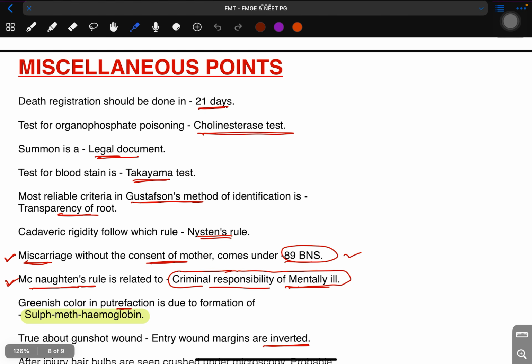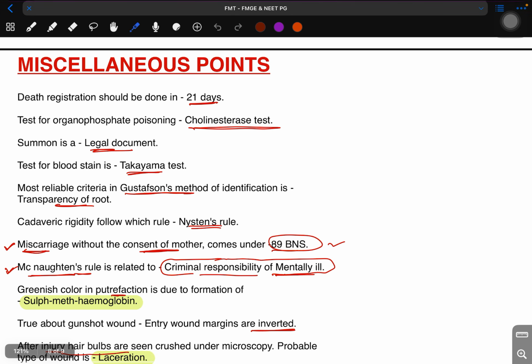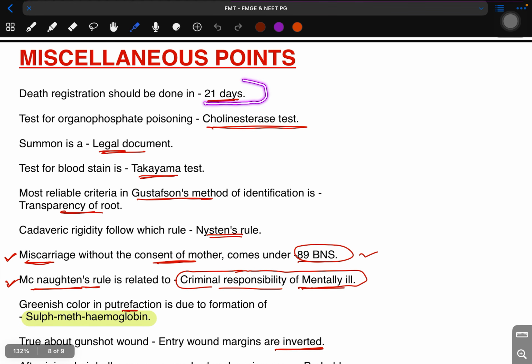Now the last topic, we will study some miscellaneous points, and with this we will end forensics. Death registration should be done in 21 days. Within 21 days of the person dying, we have to register the death with the government. Test for organophosphate poisoning is known as cholinesterase test.